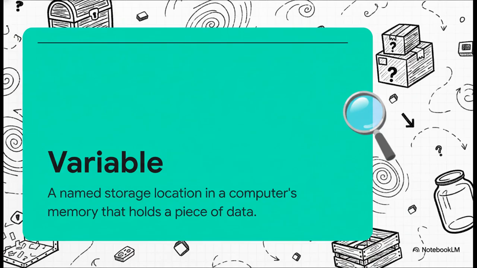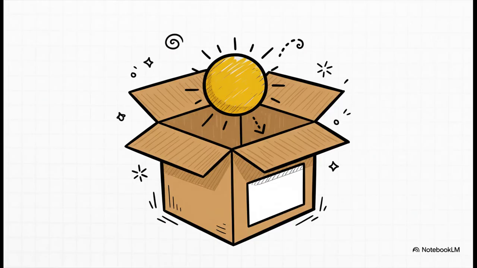Okay, so there it is. The official, kind of textbooky definition: a named storage location. I know, it sounds a little dry, maybe a bit abstract, but don't worry, stick with me because we're about to make this crystal clear. And there you have it. That's it. Seriously, that's all a variable is.